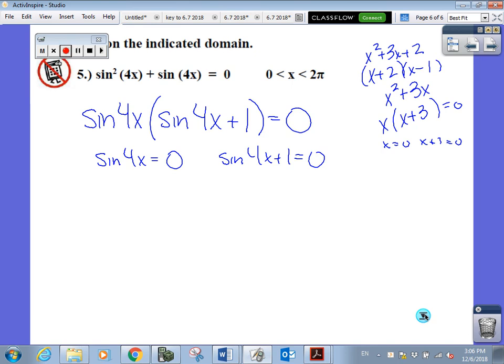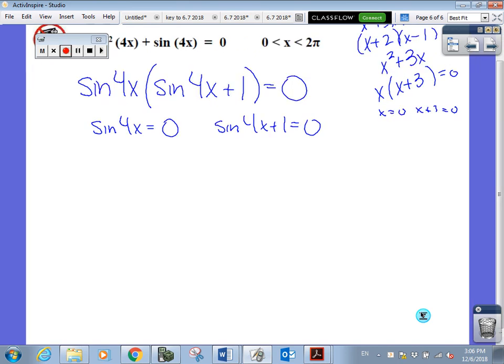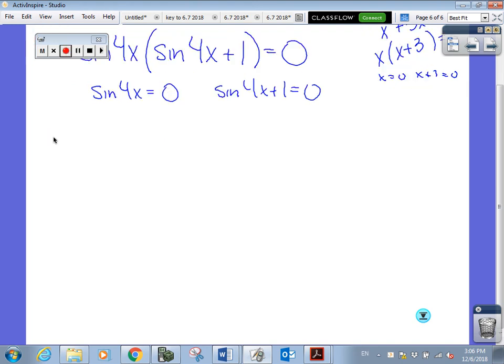And now I have two factors that I solve. So I'm going to go ahead and write here inverse sine of 0 equals 4x. Now we have a domain. I'm not thinking about the domain quite yet. The domain is going to affect my answers. When I start writing answers, that's when I have to think about that domain that it gave me. Right now, I've just got to think about where do the answers happen.